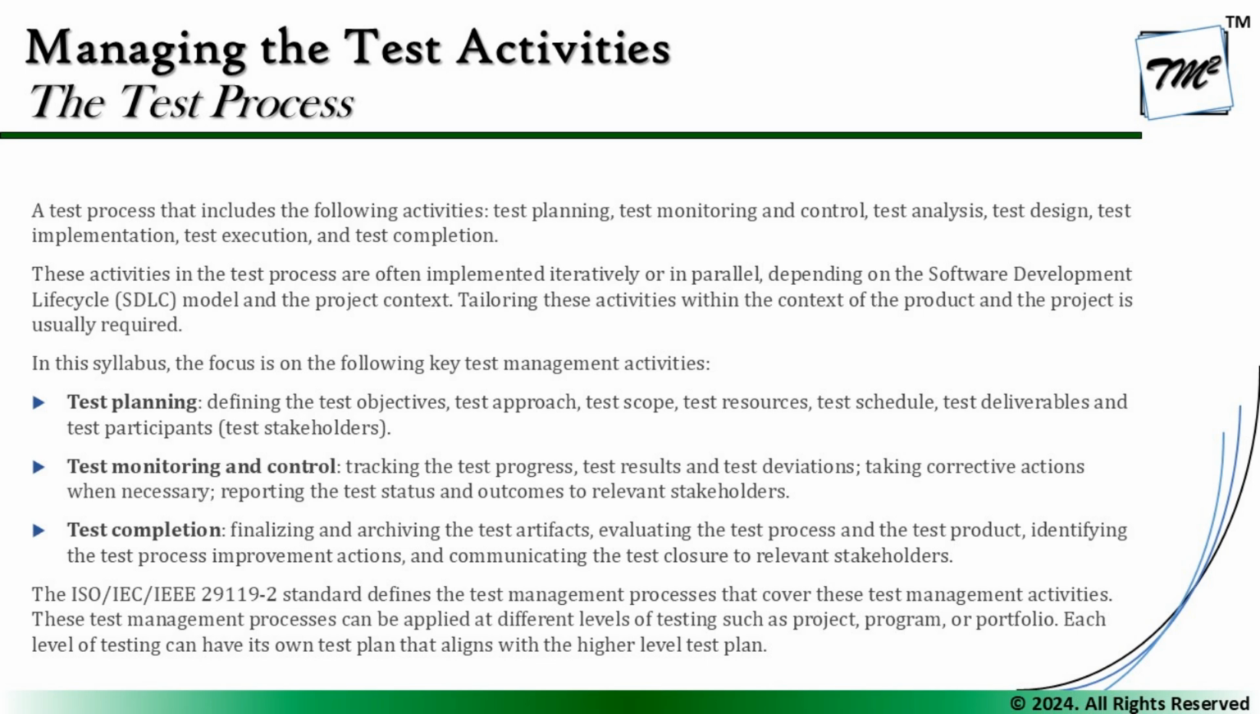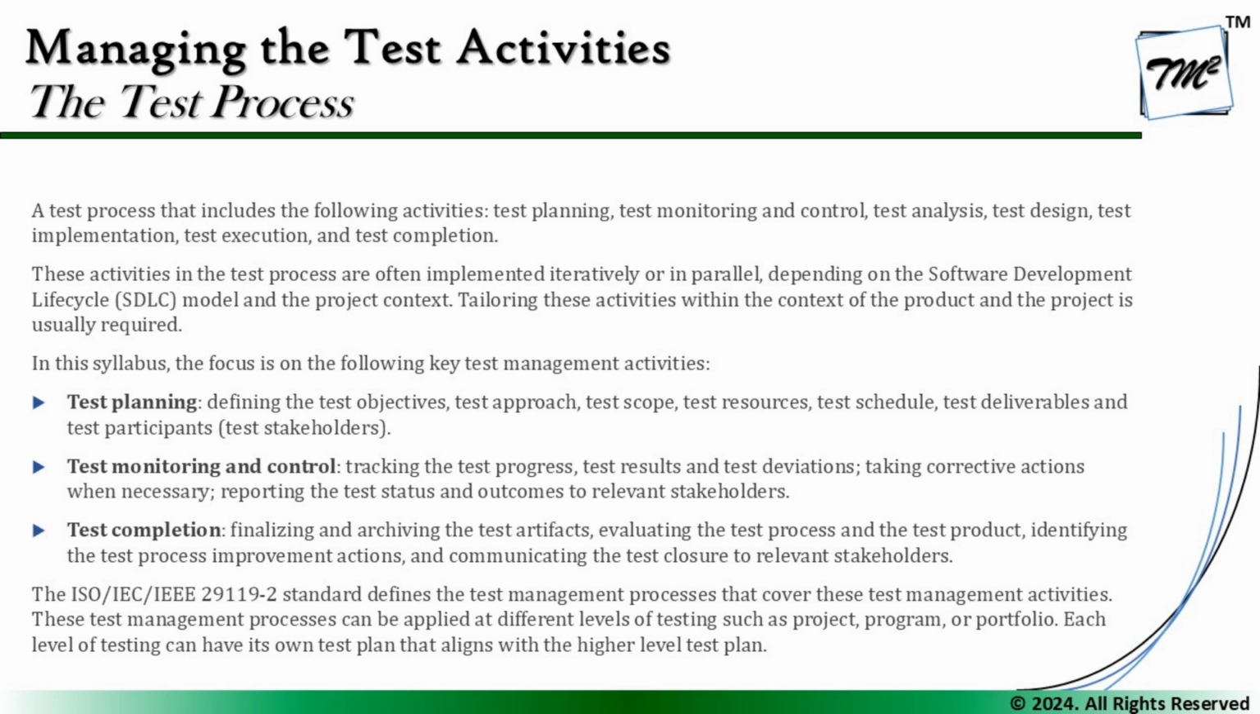When it comes to completion, it is important to understand that this is the final activity of the test process. Here we finalize and archive the test artifacts, evaluate the test process and the test products, identify the test process improvement actions, and communicate the test closure to the relevant stakeholders. This information has been taken from the ISO/IEC standard 29119-2, which defines the test management processes, which basically cover these management activities. The management processes can be applied to different levels of testing, such as project, program, and portfolio.